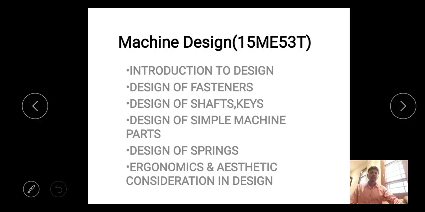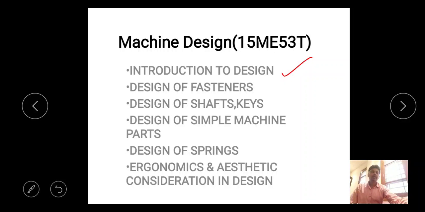Then we'll go through the first chapter of this subject. Mainly you are having the chapters, the first being introduction to design. So what is design and types of design, what all considerations are there in design, all those basic things, that is the introduction you are studying. It is fully of 5 marks theory.